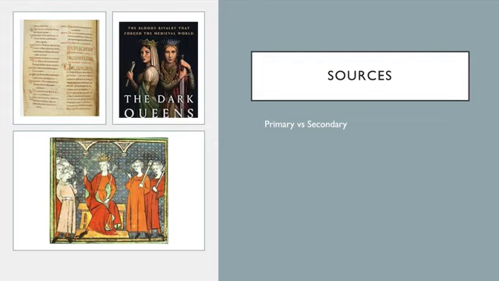Depending on the activity, we'll be using primary sources or possibly secondary sources. For the majority of my classes, we're dependent on the textbook, so we'll more than likely use secondary sources.